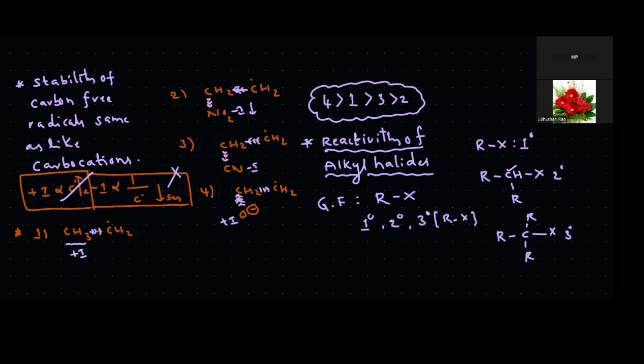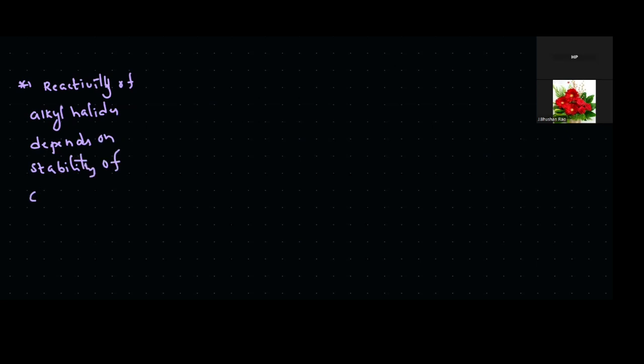In this, next we will discuss reactivity. Now one important point here: the reactivity of alkyl halides depends on the stability of the carbocation. So how does it depend on the stability of the carbocation? We will now discuss the alkyl halide reactivity.